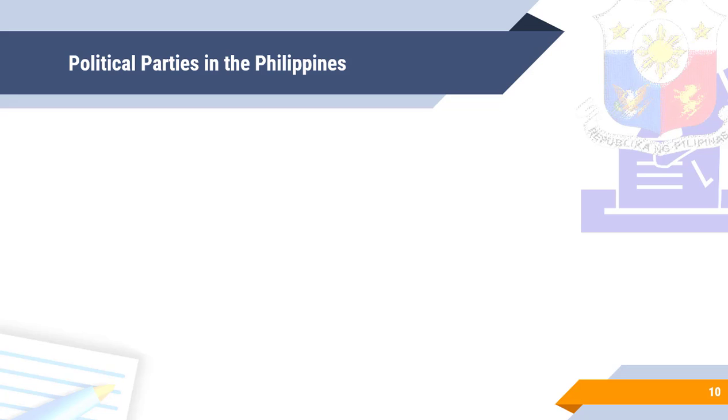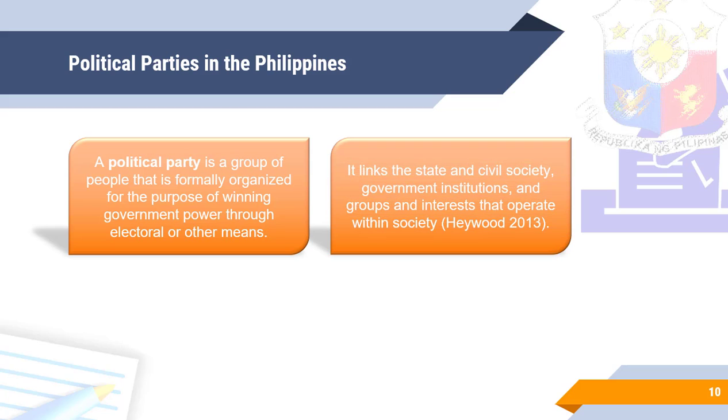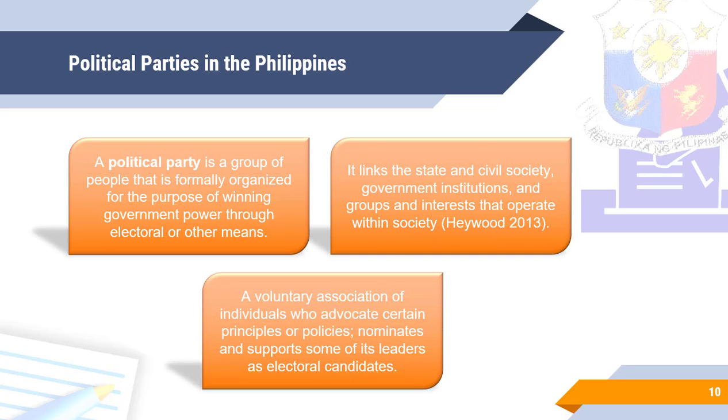Political parties in the Philippines. A political party is a group of people that is formally organized for the purpose of winning government power through electoral or other means. It links the state and civil society, the institutions of the government, and the groups and interests that operate within the society. A political party is also a voluntary association of individuals who advocate certain principles or policies and nominates and supports some of its leaders as electoral candidates.